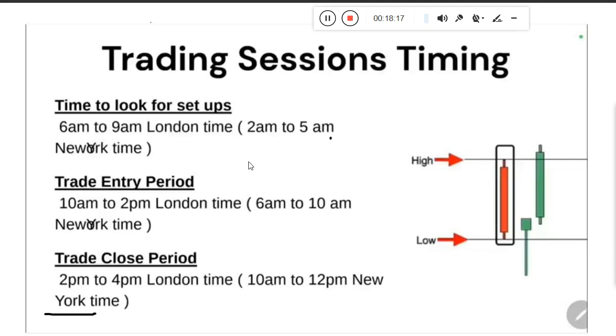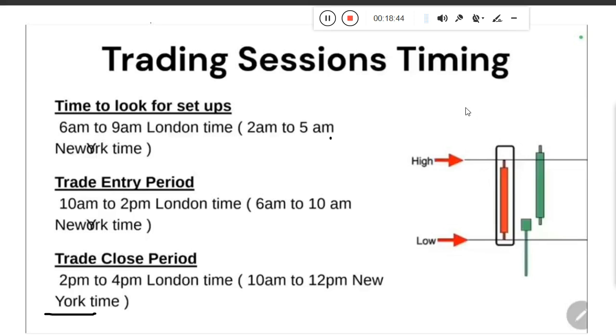And my trade entry period is going to be between 10 a.m. to 2 p.m. London time. And usually I stop trading by 2 p.m. to 4 p.m. London time. So that's my trading session for you. And then, let's go down to a chart example, so that I will show you how you can use these things.